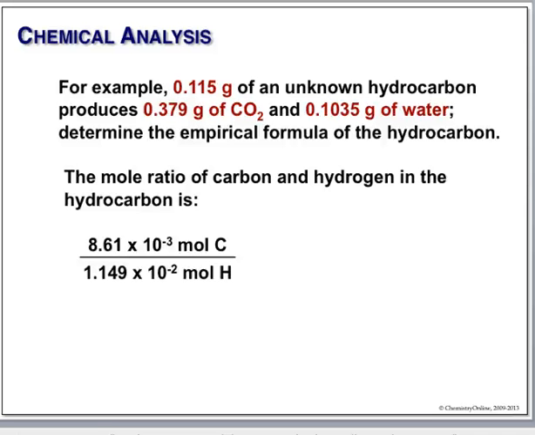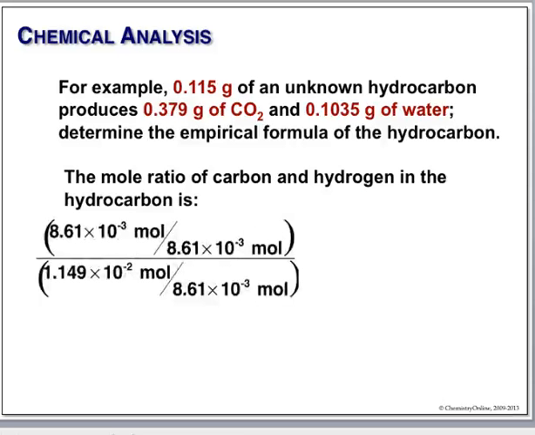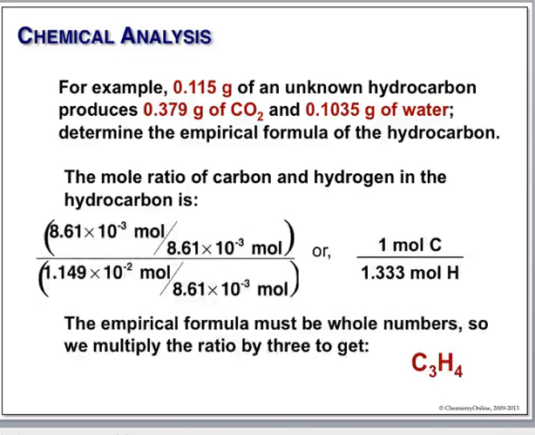And that is to look at them and say, which is the smallest of the 2? Which is smallest? Our numerator, right? What I'm going to do is divide both numerator and denominator by the smallest. When I do that, my numerator now becomes 1. And my denominator becomes 1.33. So what's my empirical formula? C3H4. This is how you would do an analysis.